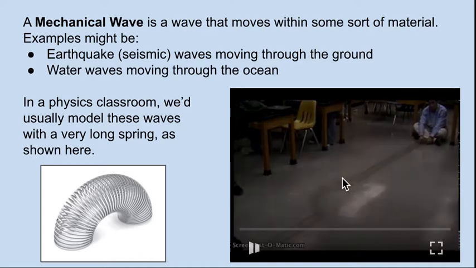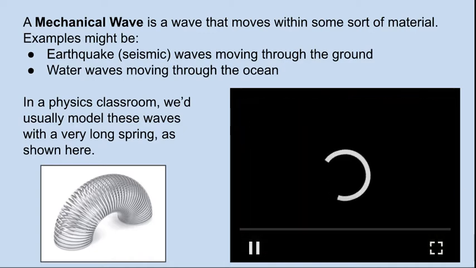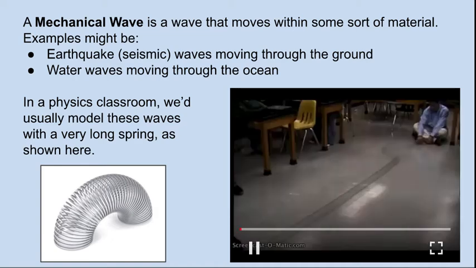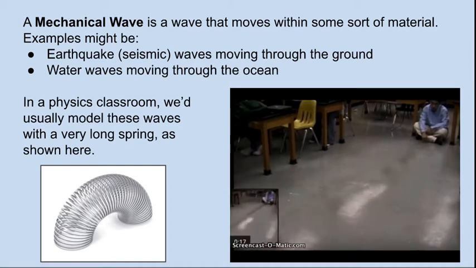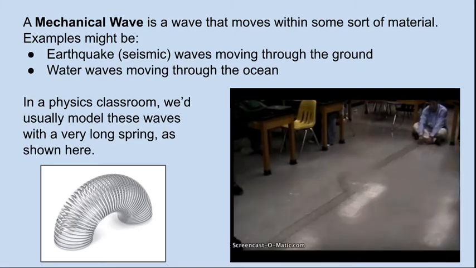In class, we would model this sort of wave using a large slinky. We could send pulses down that slinky, or we could make continuous waves where there are bumps called crests and troughs on both sides of the slinky. All right, so these mechanical waves are going to show up in this first problem.